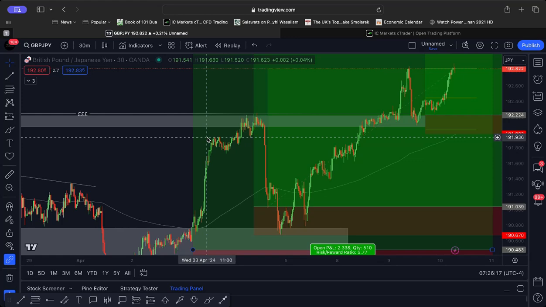So the risk to reward on this trade has been massive. It is currently running about £80,000 in profits, and like I said, as you can see on the screen, the risk to reward is amazing.